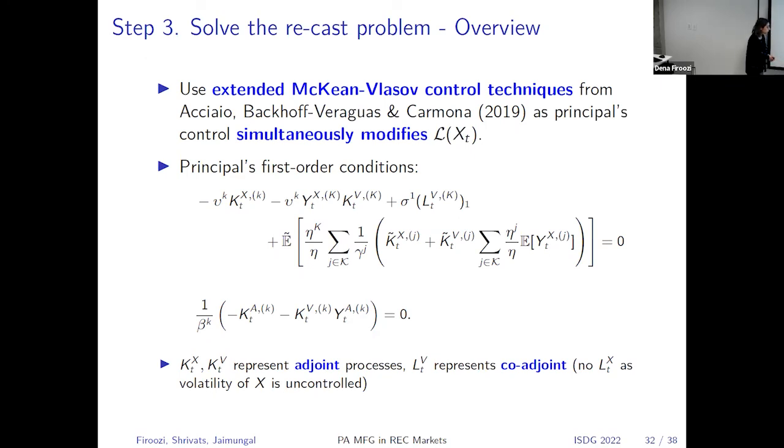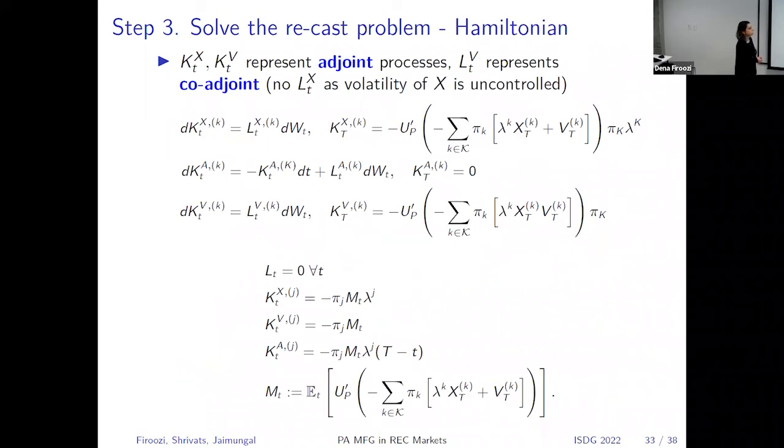And this is just, we call them the principal's adjoint processes. Okay, we can show that they satisfy this set of backward SDEs. And we are lucky to be able to characterize the solutions to this set of backward SDEs in a semi-explicit form, as you can see here.